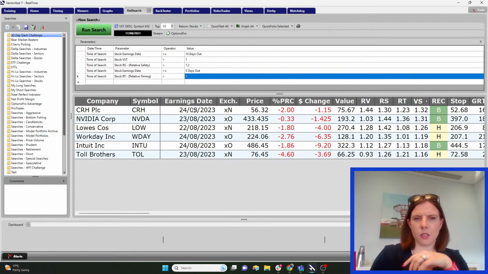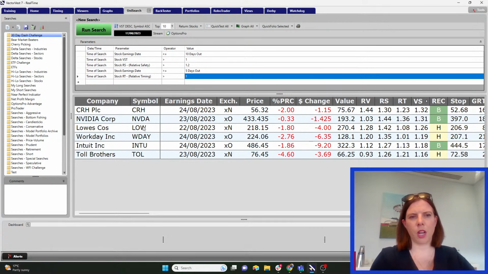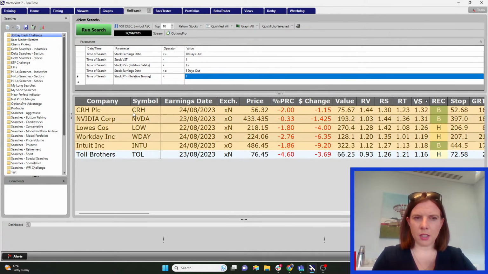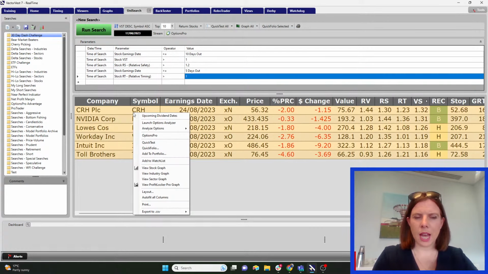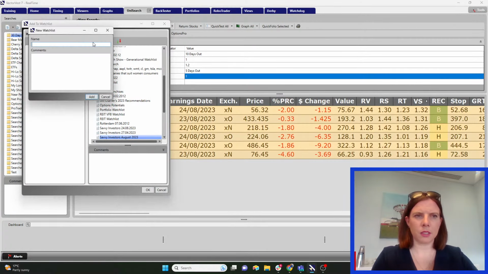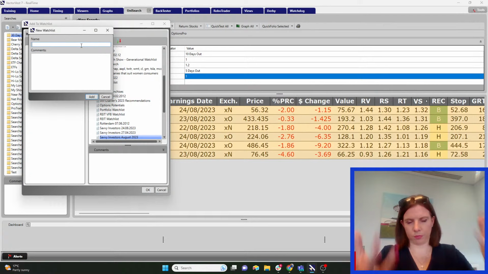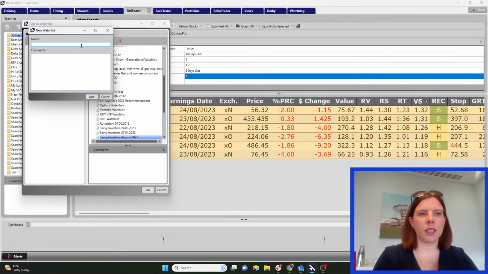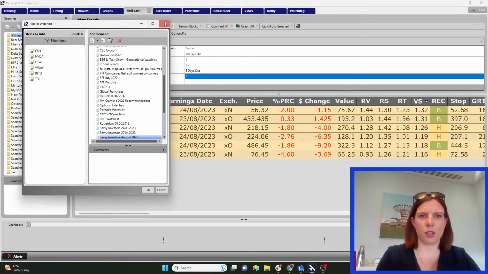As you can see here, on the 24th CRH is around today. I'll be talking about that. On the 22nd and 24th, Workday is out today, etc. All right. So here's what you need to do then: highlight all these stocks, right click, and I can move them into a watch list. Add to a watch list. Then over here, I can call this whatever I want, and then I can keep those in a watch list or I can monitor them, etc.